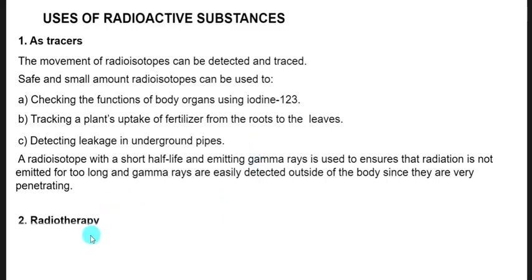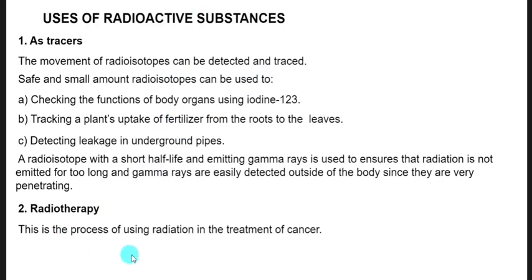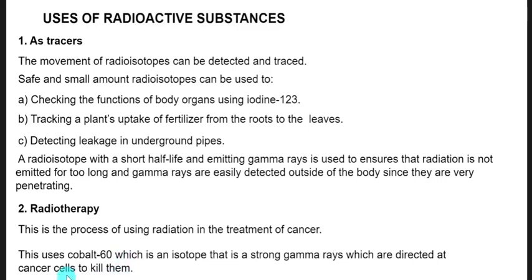Then two, we are saying it is also used in radiotherapy. So we use radioactive substances in radiotherapy. Radiotherapy is the process of using radiation in the treatment of cancer. This uses cobalt-60, which is an isotope that produces strong gamma rays, which are directed at cancer cells to kill them.